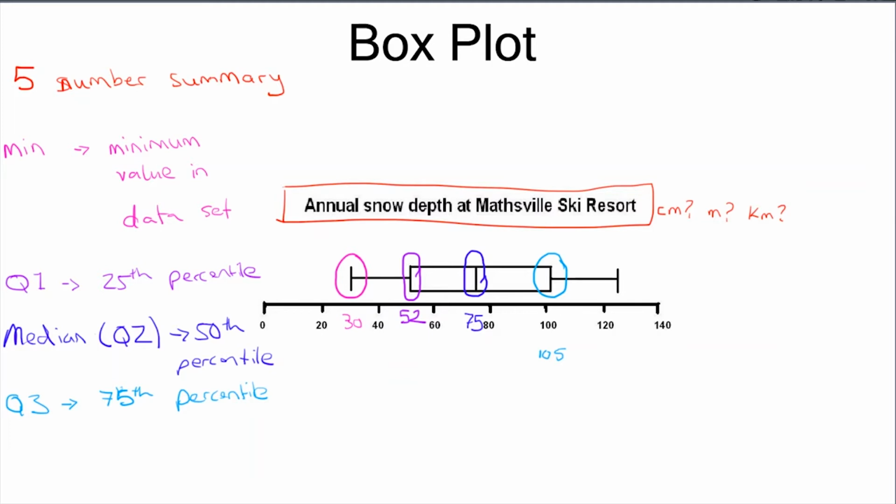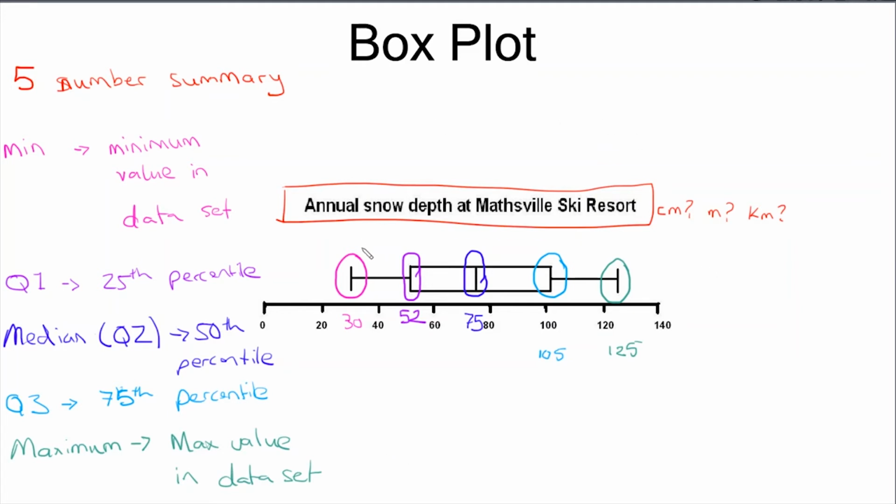Now, our final value, hopefully you can guess this one. Well, it's our maximum. What is the largest value? Max value in the data set. Well, that's this. And it looks to me like the maximum value here is around 125. It might be a little more than that, but it looks alright to me. So the maximum value in the data set is 125.